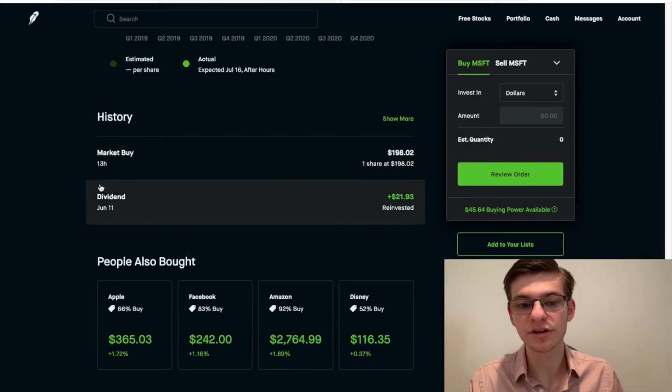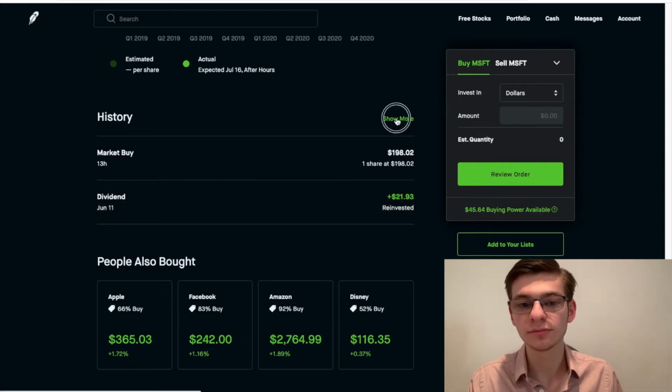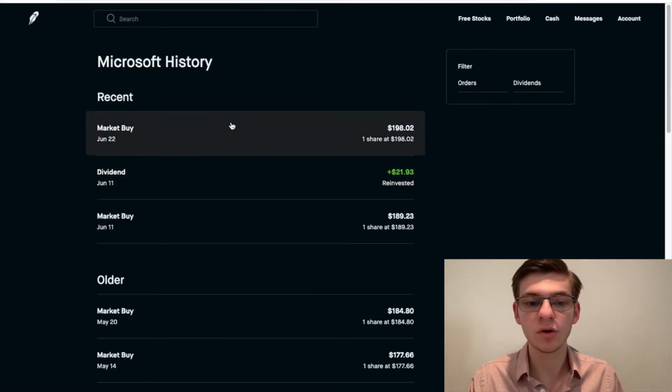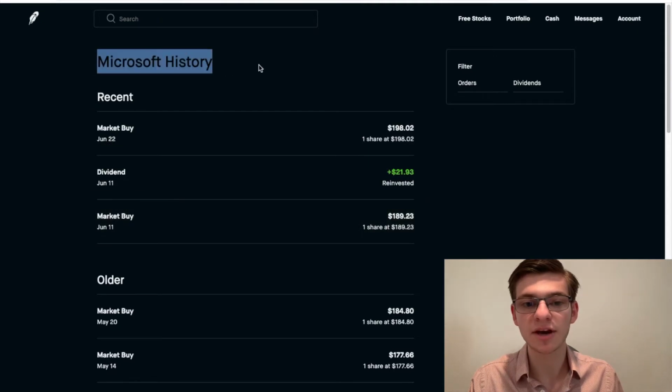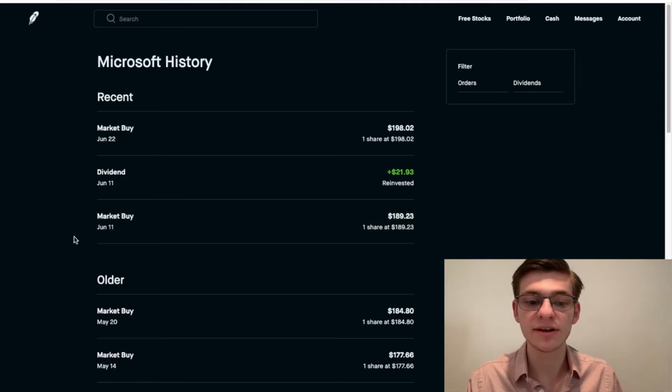There's your history, and you'll see your most recent purchase or dividend, and that's my most recent dividend that I received from Microsoft. Then you want to click Show More, and then you'll get all the history, and it will say right here at the top Microsoft history because you clicked on Microsoft. But here's all of the history.